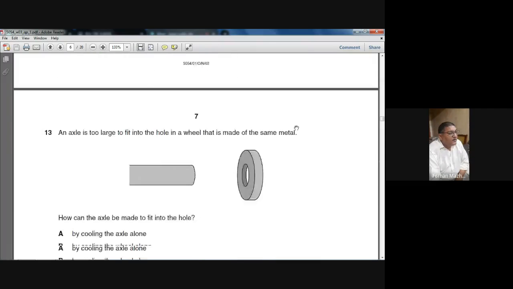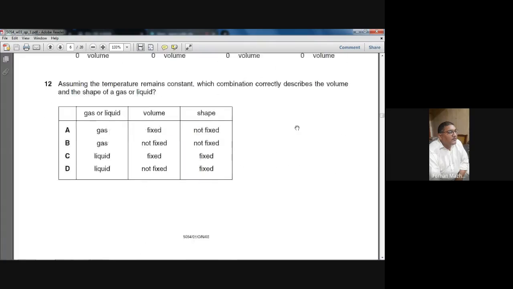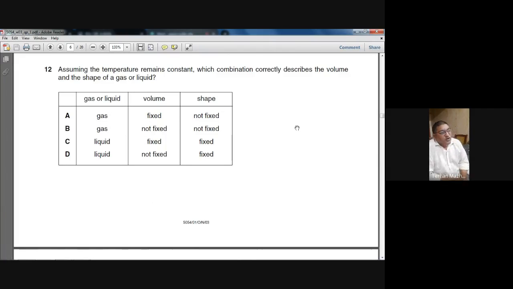Question number 12. Assuming the temperature remains constant, which combination correctly describes the volume and the shape of a gas or liquid? The volume of the gas is not constant. It's never fixed. And the shape of the gas is also not fixed. The liquid, its volume is fixed, but its shape is not fixed.